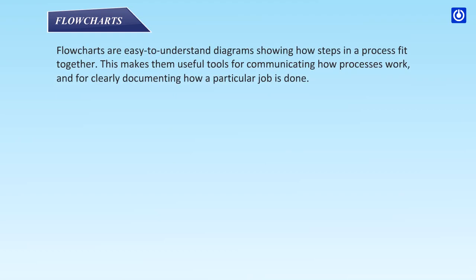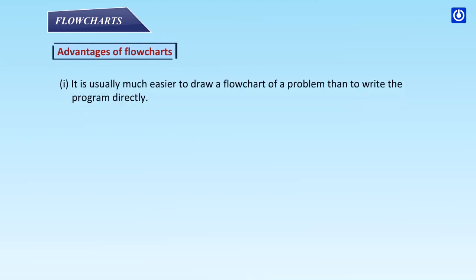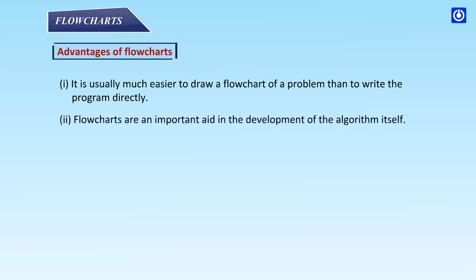Flowcharts. Flowcharts are easy to understand diagrams showing how steps in a process fit together. This makes them useful tools for communicating how processes work and for clearly documenting how a particular job is done. Advantages of flowcharts. It is usually much easier to draw a flowchart of a problem than to write the program directly. Flowcharts are an important aid in the development of the algorithm itself.